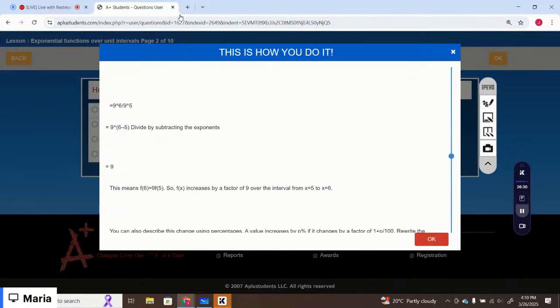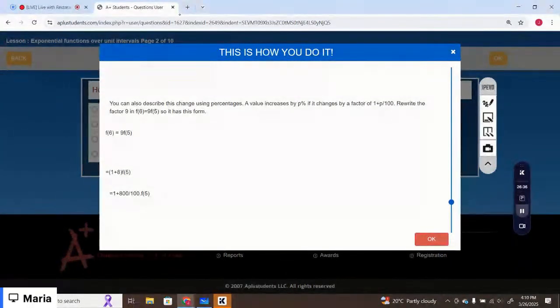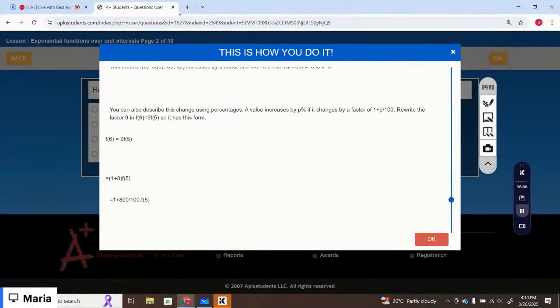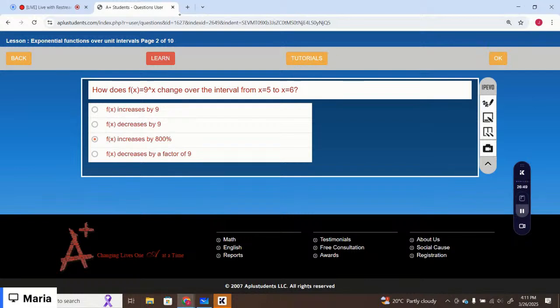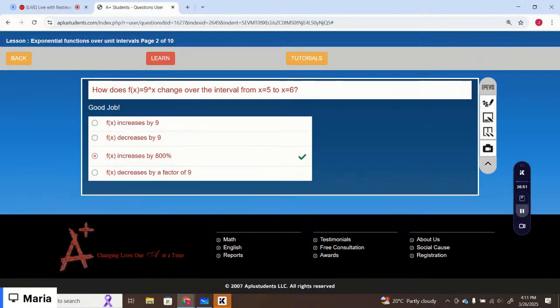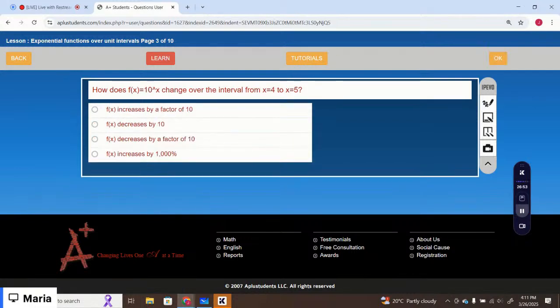So that is increasing by a factor of 9, but you can rewrite it in percentage form. You can write 9 as 1 plus 8, so 1 plus 800 over 100. So that means the function is increasing by 800%. Option number 3 is the correct option. Got it? The function is increasing by a factor of 9, which is 800%.